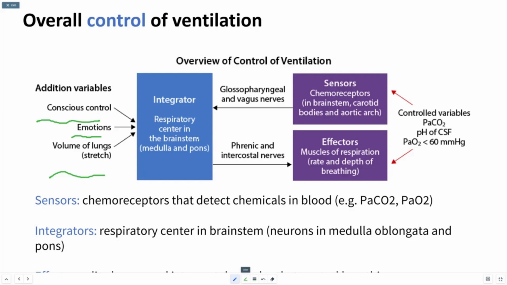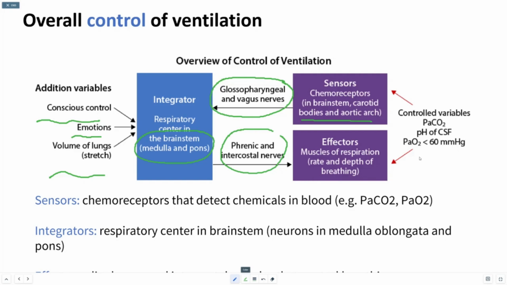So we have the conscious control, emotional control, the stretching of the lungs, and these can all affect the brain stem, and the medulla and the pons. So the glossopharyngeal nerve and the vagus nerve can send signals towards the brain to change and alter the way we breathe, based on sensors inside the brain stem, carotid bodies, and aortic arch. The phrenic nerves and the intercostal nerves will then send signals back out to the muscles of the diaphragm and intercostals and external costals to change the way you breathe.